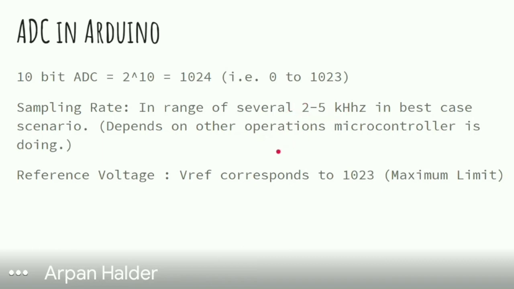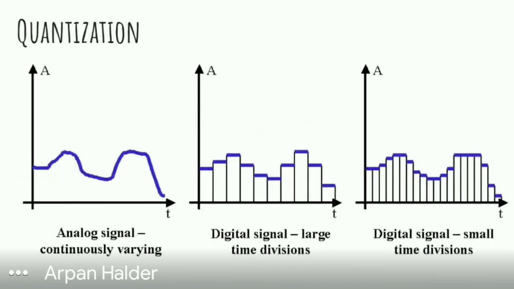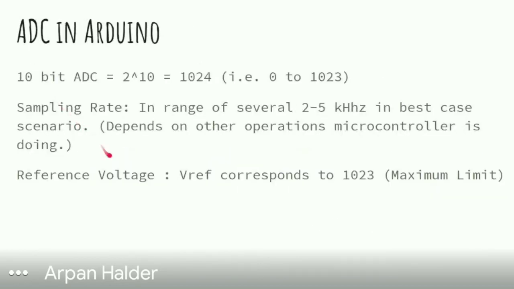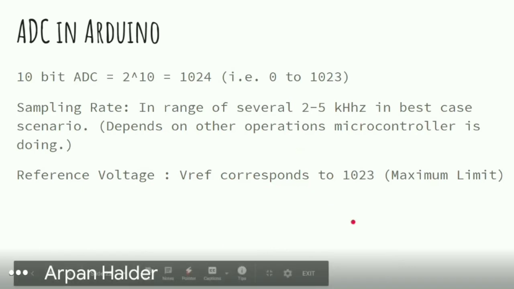Another concept of ADC is that there is a reference voltage. That is the voltage reference to which I am measuring this input signal. The reference voltage is this one. In the case of comparators, it is the voltage with respect to which I am measuring my input voltage. That reference voltage we can set in our Arduino microcontroller as well. We'll just see how in our.